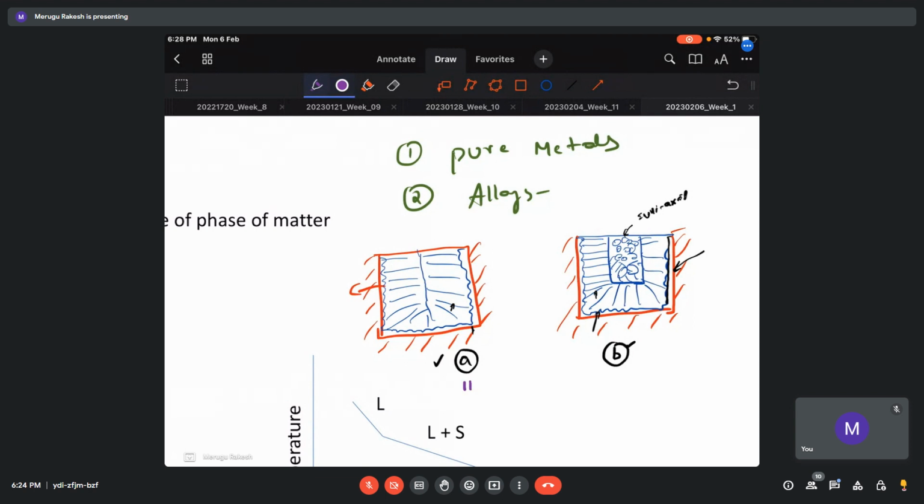Okay. Whoever answered that is correct. A is the pure metal, since you are seeing this central line.